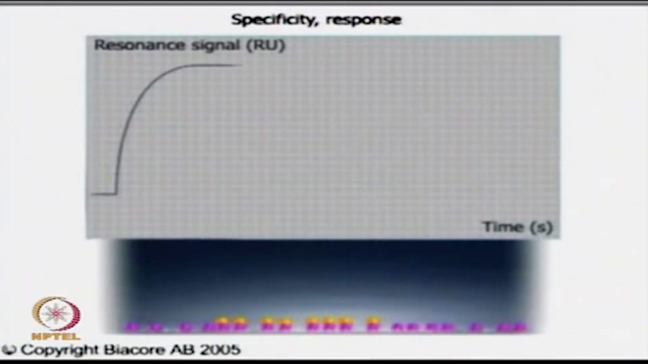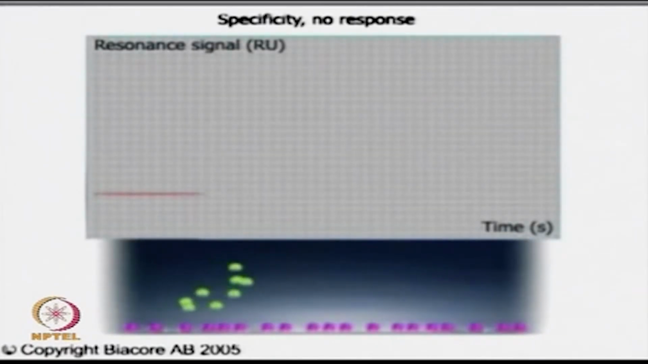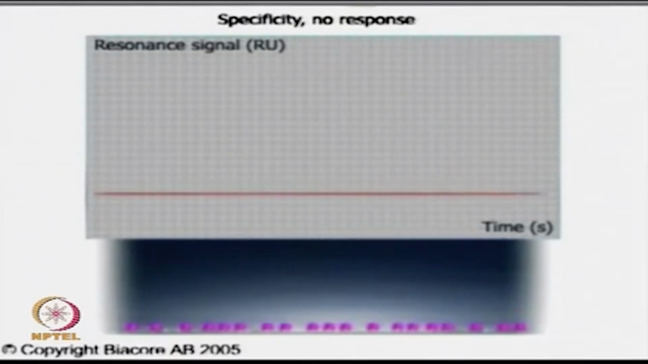This is an example where A plus B gives AB. If you see the curve, and if the curve is existing, it means AB is formed. If you pass A over B and there is no response, which means if you see a flat line, then AB is not formed. So it's a very simple example where you can actually decide whether the interaction is happening or not happening. I will show you another example now of kinetics analysis, where you will see two examples.